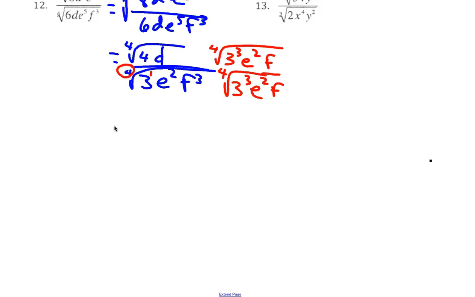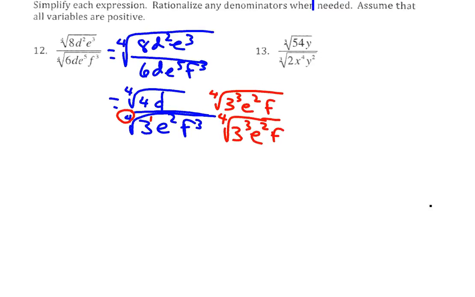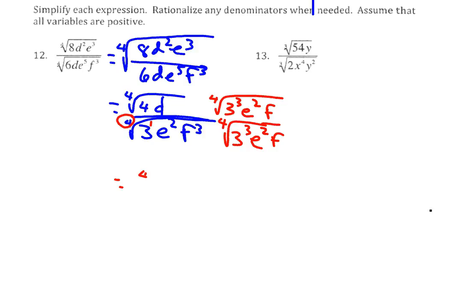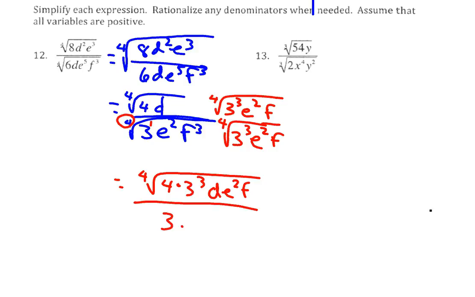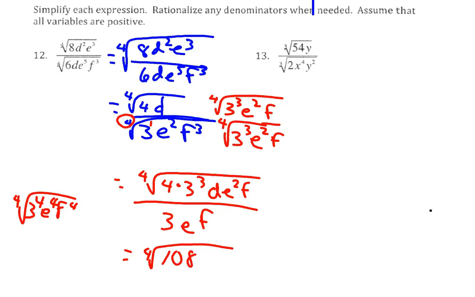So that turns it into the fourth root of, on top, 4 times 3 cubed d e squared f. And on the bottom, that whole bottom mess turns into 3 e f, because they'd all be fourth root of everything to the fourth power. So the bottom's just 3ef. And we're pretty good here, but I would want you to actually do 4 times 3 cubed. That'd be 4 times 27, which is 108.